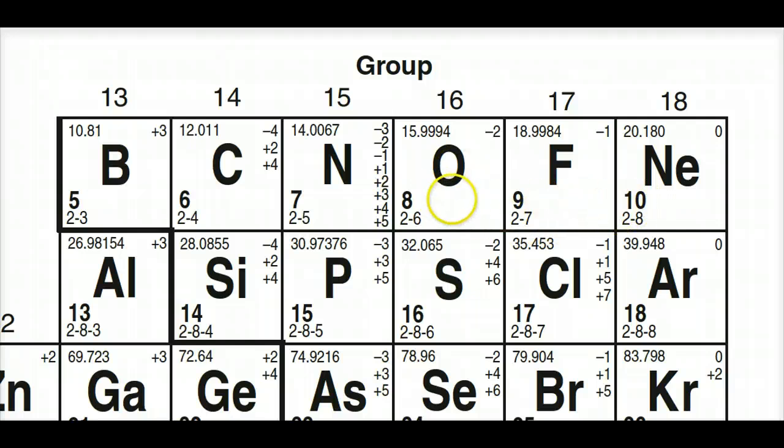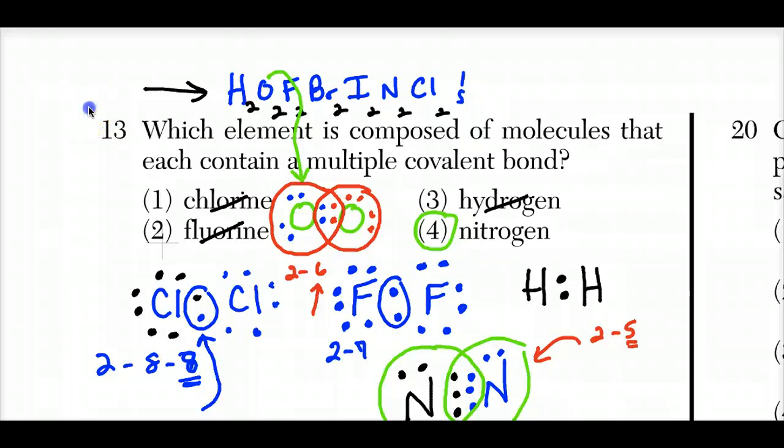So with itself, it needs a double bond. Nitrogen, notice this is 1, 2, 3 electrons away to be shared. That's why it makes a triple bond. So interesting enough, the periodic table gives you some more hints. So number 4 is the answer.